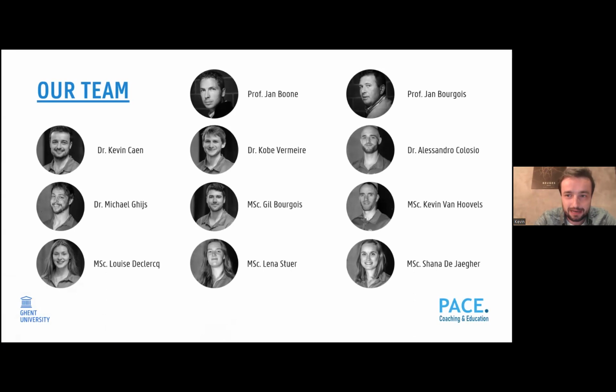This is the team that I'm part of. The team is led by two professors, Professor Jan Bohne and Professor Jan Bourgeat. Five years ago, we were only 4 members. Over the years, we were able to expand our team, and our main research lines within our group are related to exercise testing, athlete profiling, and performance modeling. Those are the main research topics that we are working on.